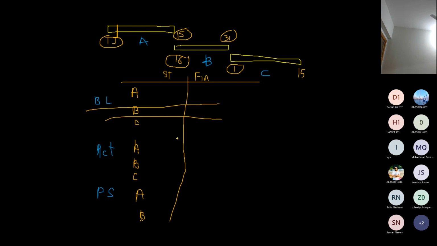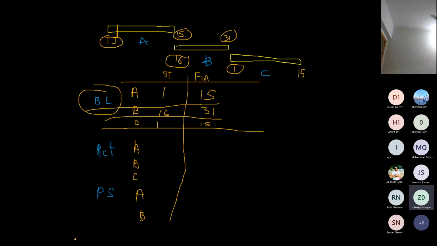Okay, so now let's say this is baseline. Baseline is the approved version, isn't it? Yes, sir. So that means the approved start date of activity A is 1st January, and its approved finish date is 15th. Here it would be 16, here 31, and here it would be 1st Feb and 15th of Feb. I hope this is clear to everyone. This would be locked. This is a snapshot of what is approved.